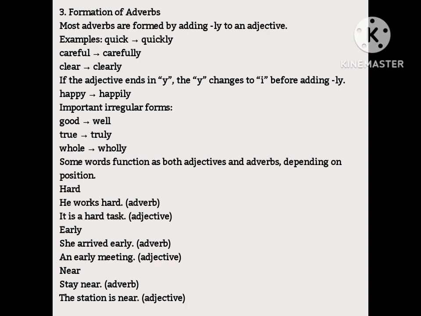If the adjective ends in y, the y changes to i before adding -ly. Happy → happily. Important irregular forms: good → well. True → truly. Whole → wholly.